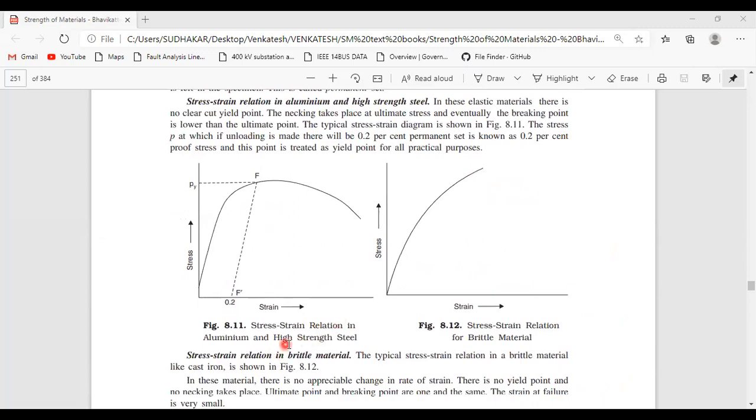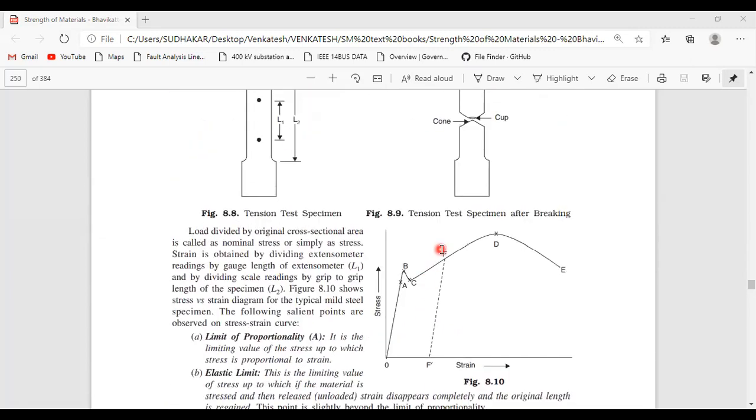So this is the stress relation between aluminum and high carbon steel. Okay, for materials like the high tensile specimens, the graph will be like this one. In the case of brittle material, there is no neck. So one more condition we discussed is the main parameters: elasticity and plasticity.